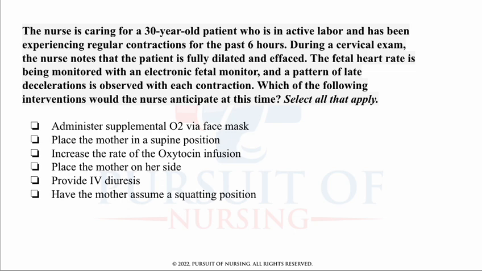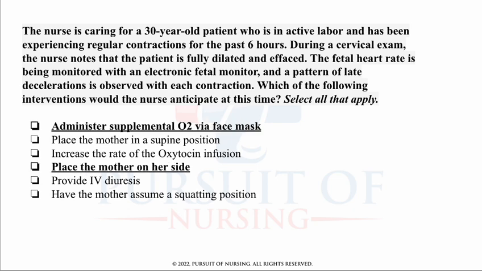Select all that apply. So the fetus is presenting with late decelerations. So which nursing interventions are you going to anticipate? All right, so you're going to administer supplemental oxygen via face mask and then place the mother on her side. So late decelerations are due to uteroplacental insufficiency and often occur because of decreased blood flow and oxygen to the fetus during uterine contractions. So hypoxemia therefore results. So oxygen at 8 to 10 liters per minute via face mask is a necessary intervention.